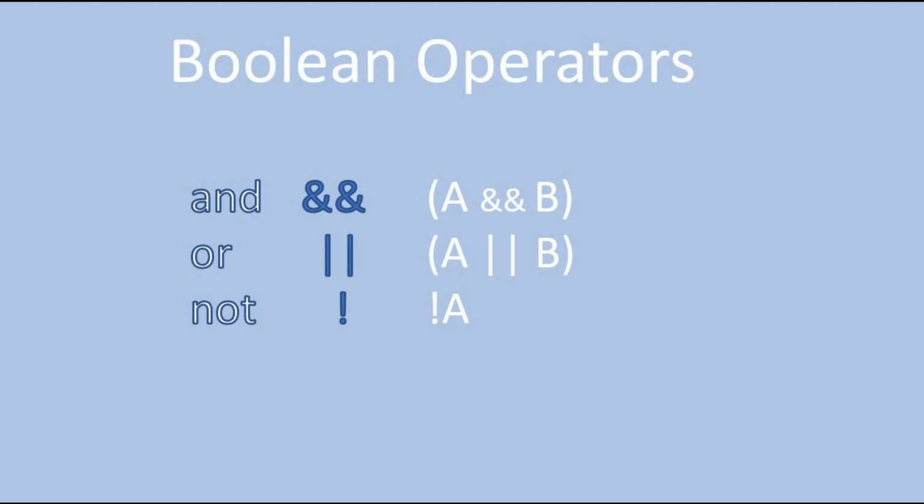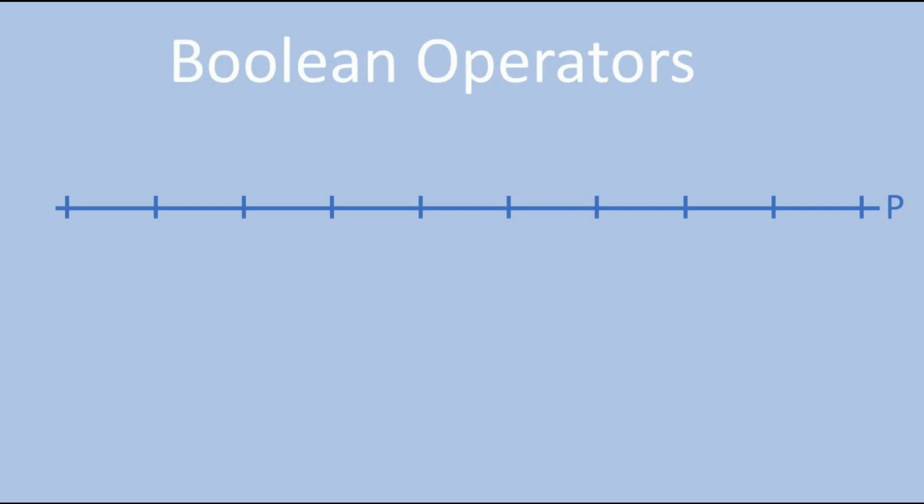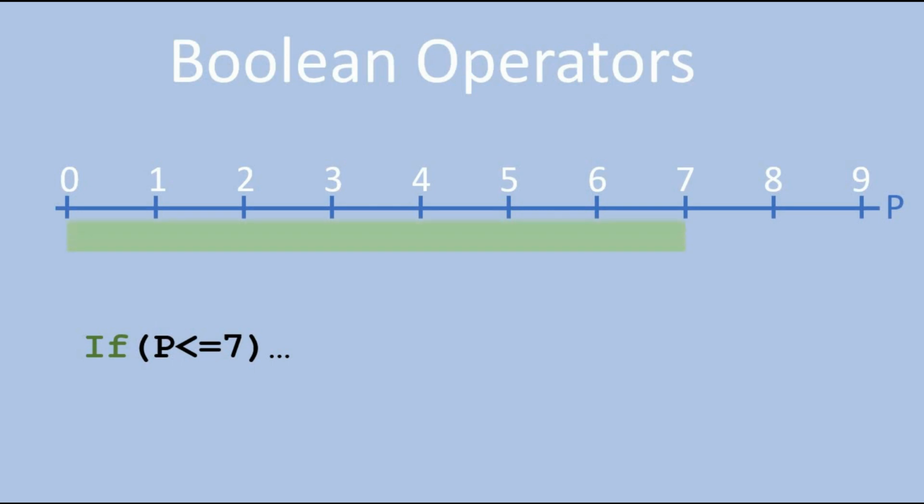We can reverse a single condition, but we can also apply this operator to more complex conditions as well. Let's look at the example. Here is the axis that shows all possible positions of the potentiometer from our example. So 0 to 9. If we have a single condition, p is smaller or equal to 7, this condition will be met in the highlighted range.